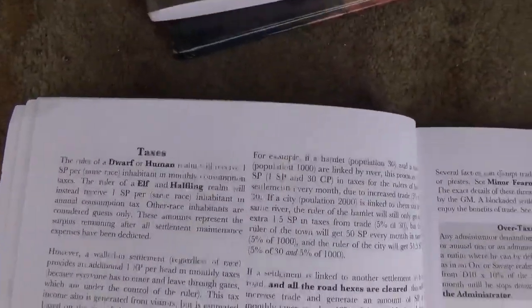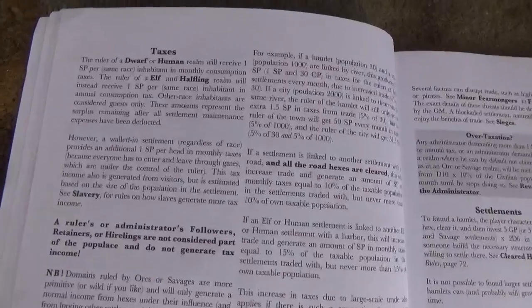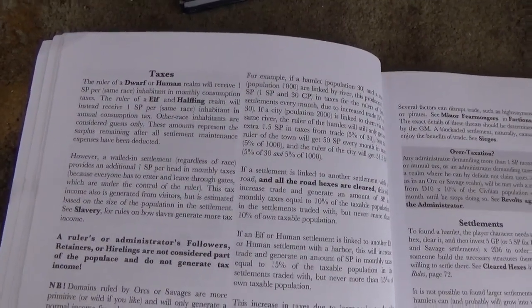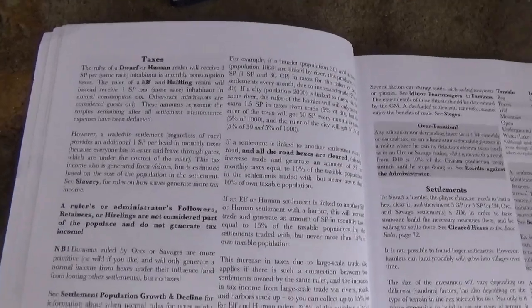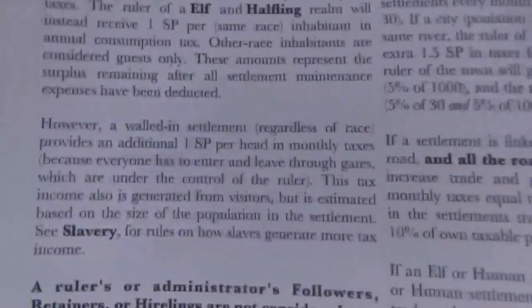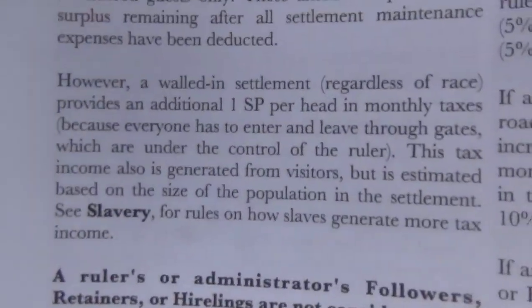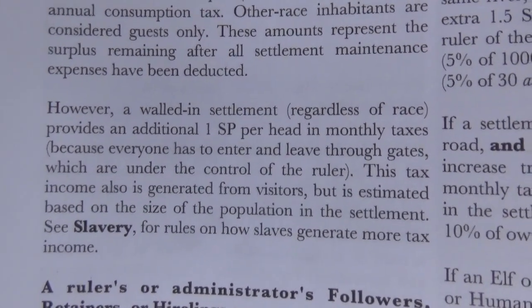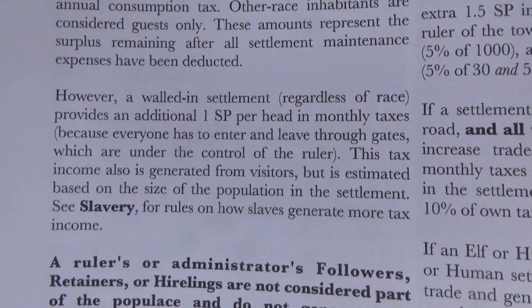Taxes, here I repeat the thing about taxes, that dwarves and humans gain 1 silver per same race inhabitant per month, and elves and halflings the same only per year. But you can also wall in your settlement, regardless of race, and set up a gate where everyone who passes through it has to pay you.